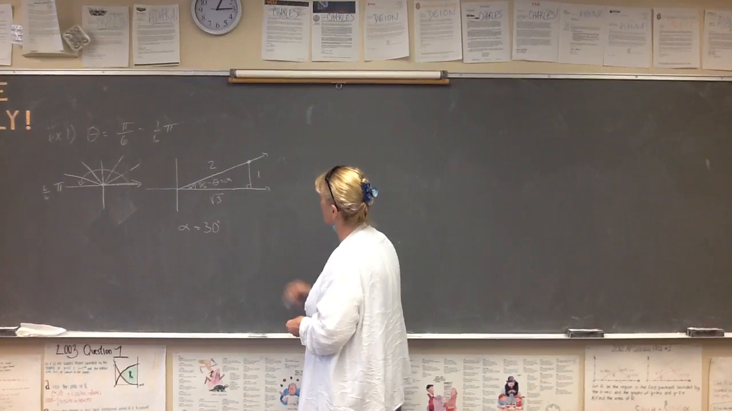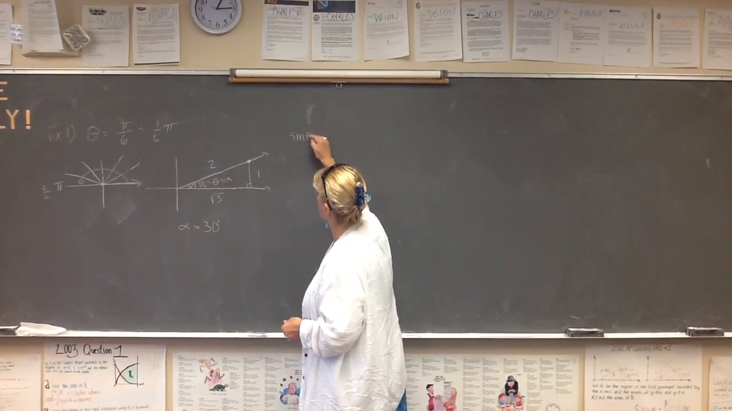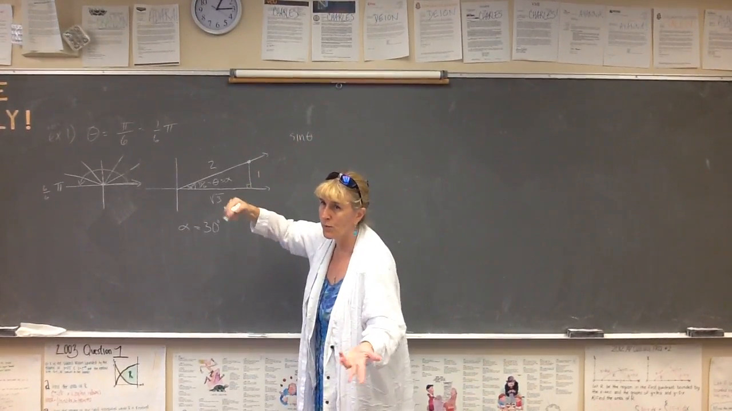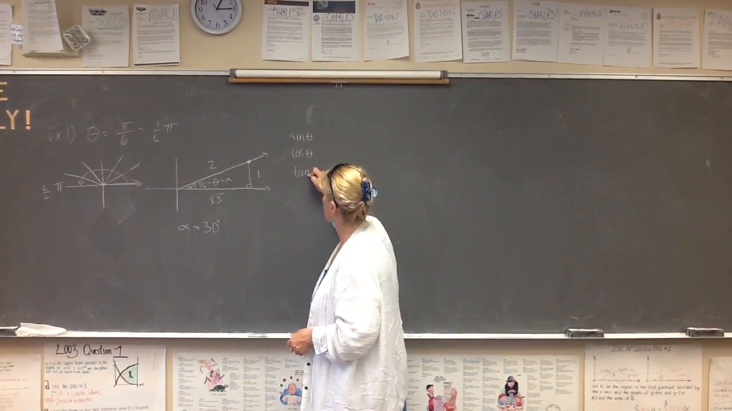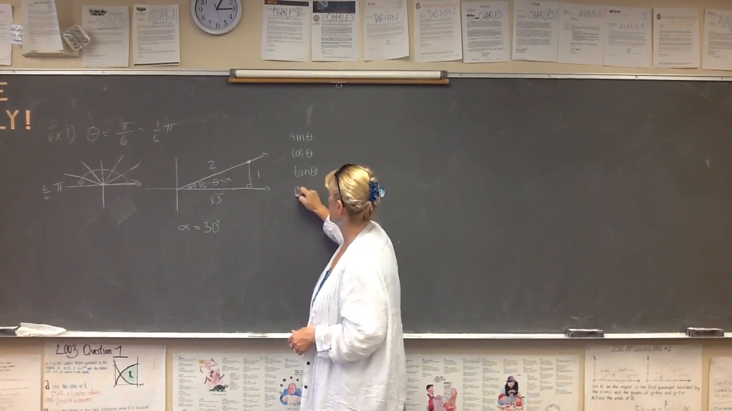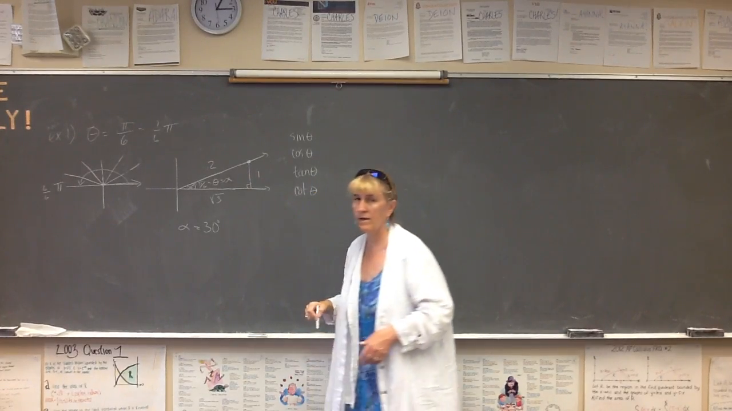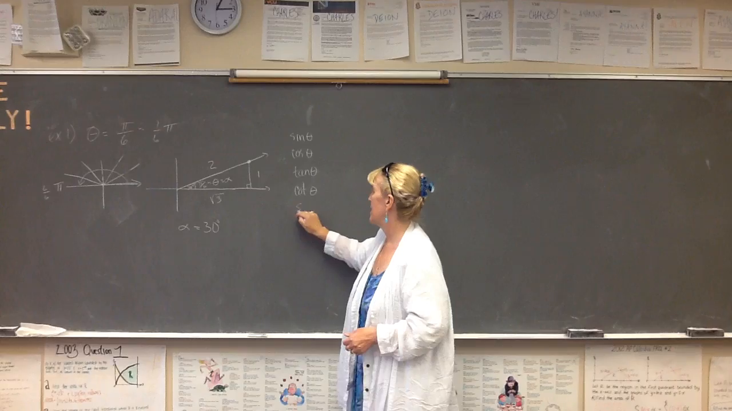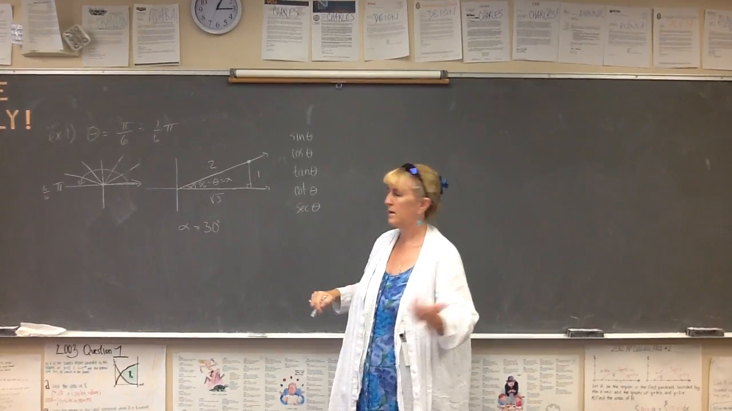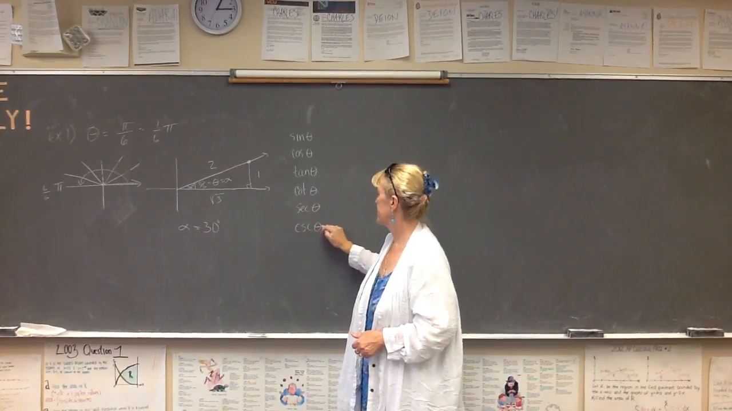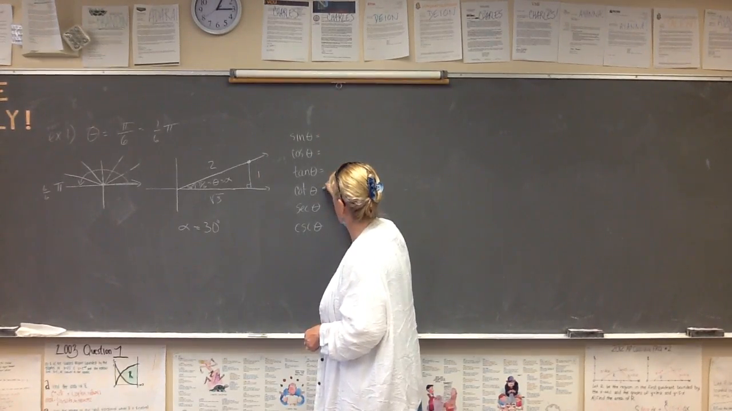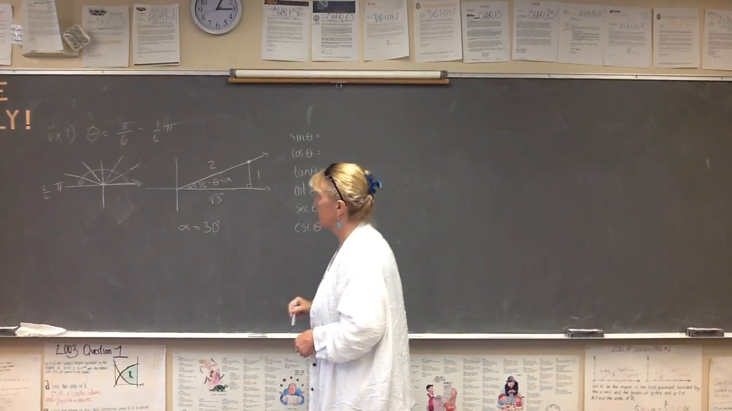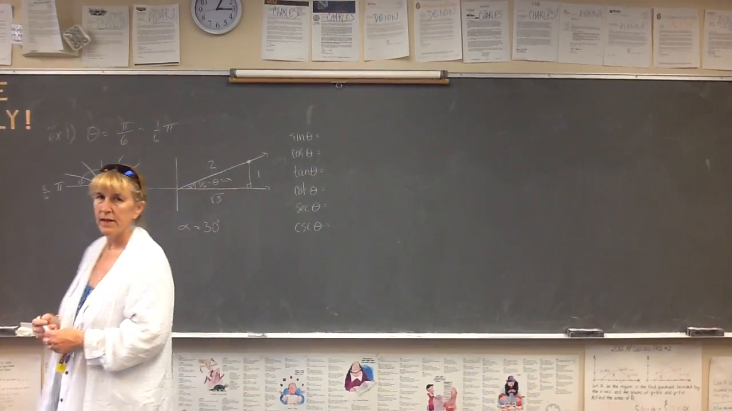Now let's answer the questions. I say sine of theta, you say cosine of theta. Right? I say tangent of theta, you say cotangent of theta. I say secant of theta, you say cosecant of theta. In that order. Might have already given away the first one. What's the sine of theta?